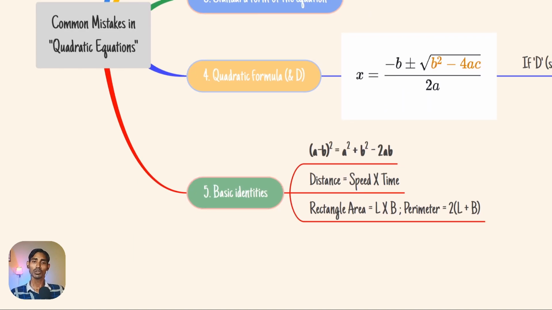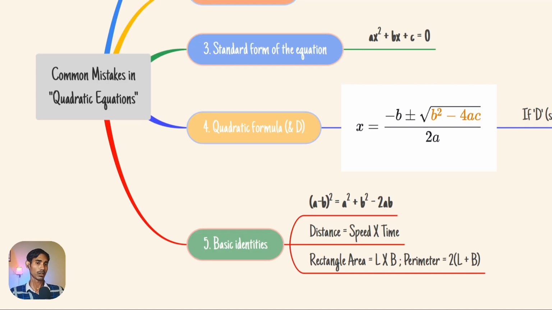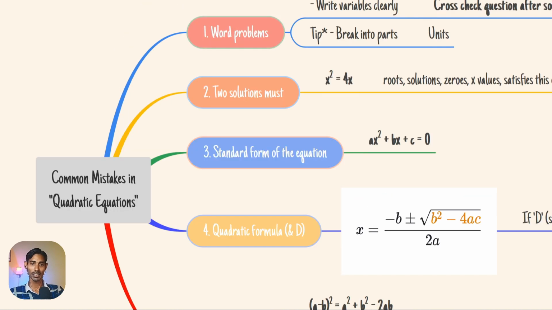(a minus b) whole square is a square plus b square minus 2ab. Distance is speed into time. Rectangle area is L into B. Perimeter is twice of length plus breadth. Now, again, these are silly, but in the quadratic equations chapter, these are the mistakes students repeat again and again.